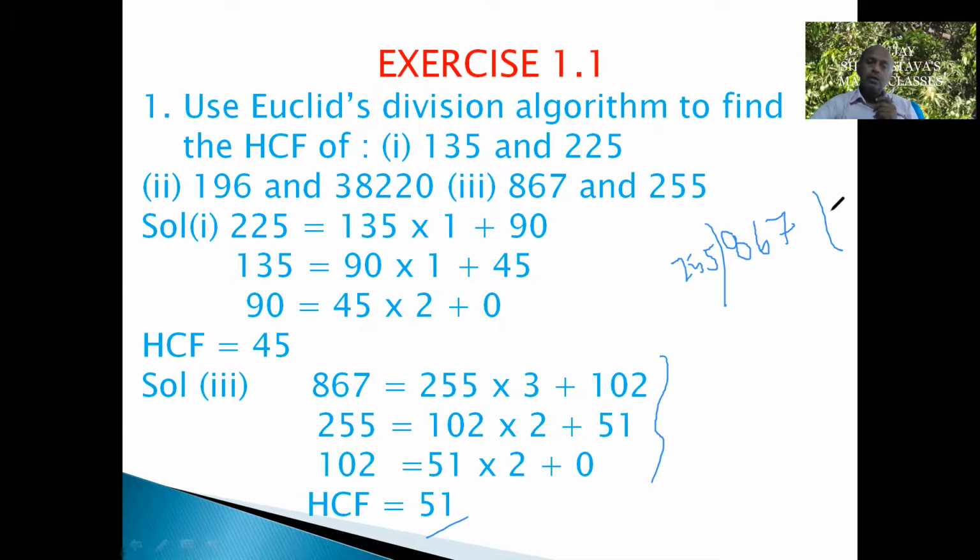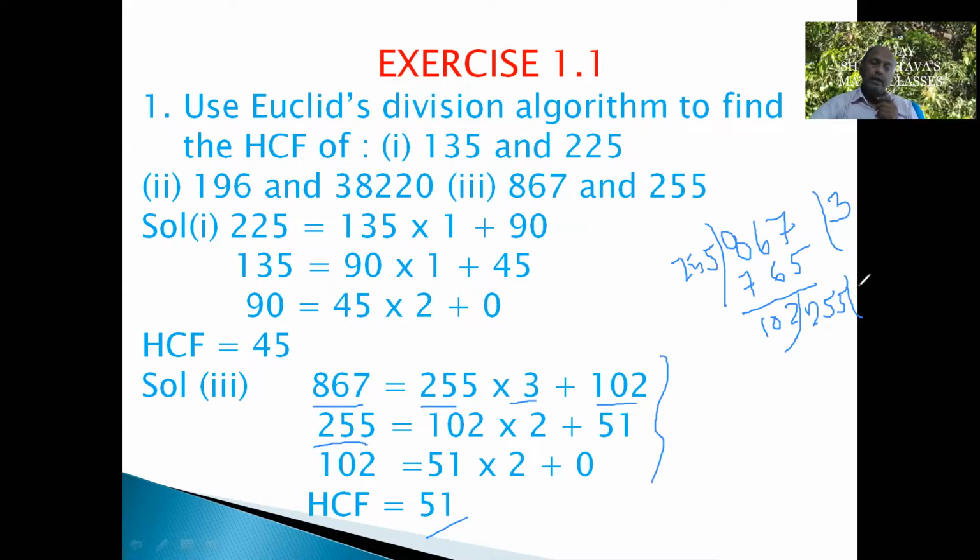3 times 2 is 6. 3 times 5 is 15. 3 times 5 is 15, plus 1, 16. 3 times 2 is 6, plus 1, 7. 7 minus 5, 2, 6 minus 6, 0, 102 you will get as the remainder. So 867 is written in the form of 255 into 3 plus 102. Next, since the remainder is not coming 0, this 102 becomes the divisor and 255 becomes the dividend.